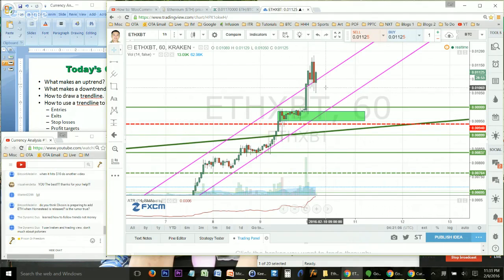Let's say that Kraken gets hacked. I'm still going to get out if the price hits here. Let's say they come out with Fast and Furious 10 and it was a flop movie and the price drops down to here. I'm still going to get out. It really does not matter to me what happens and why the price got down to here.